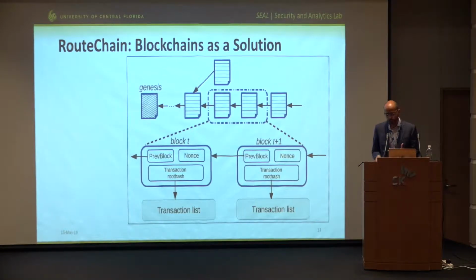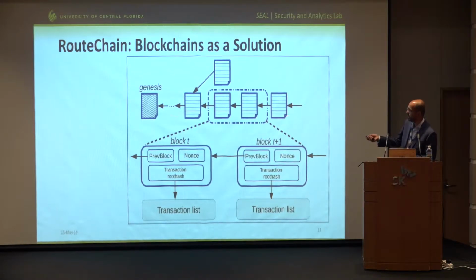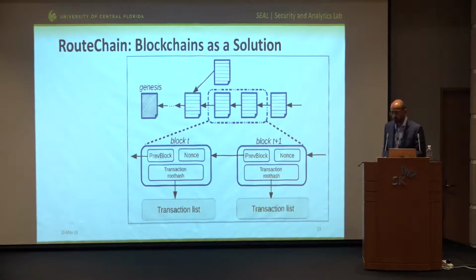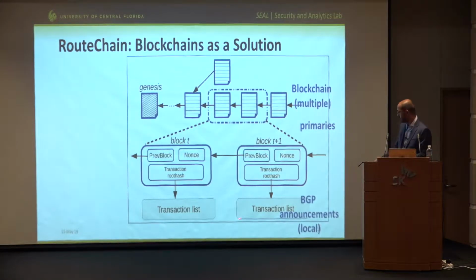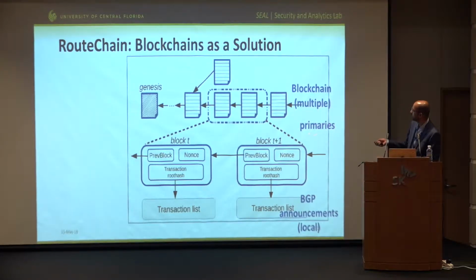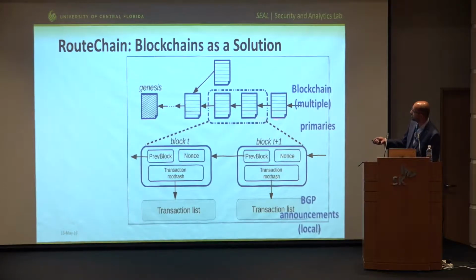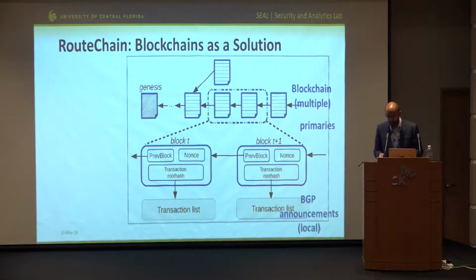So what do we have here now? We have basically, with the typical design, a transaction list that is going to be announcements. We will have blocks constructed by the replicas, and we will have a blockchain starting from Genesis that is either stored centrally or in distributed fashion. And so with transactions, it's going to be BGP announcements. With the blocks calculation, it's going to be basically primaries, primary replicas. And the chain itself is going to be a blockchain or multiple chains.